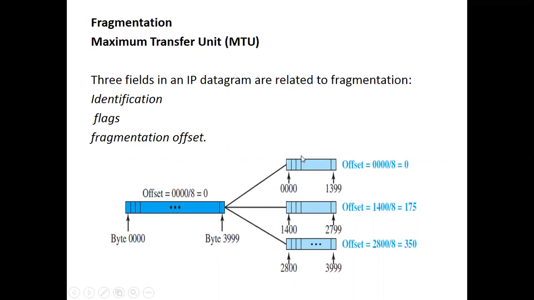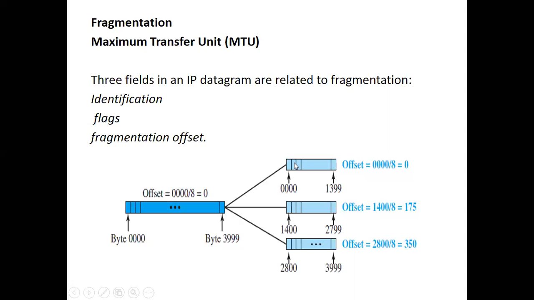Then you need to mention the fragmentation offset. From 0 to 1399 you have the first part. 1400 to 2799 is the second fragment. 2800 to 3999 is the third fragment. These fragments keep track of whether this is the first, second or third part with this kind of calculation: 0 divided by 8. Why divided by 8? Since this field is a 13-bit value and the length is a 16-bit value.